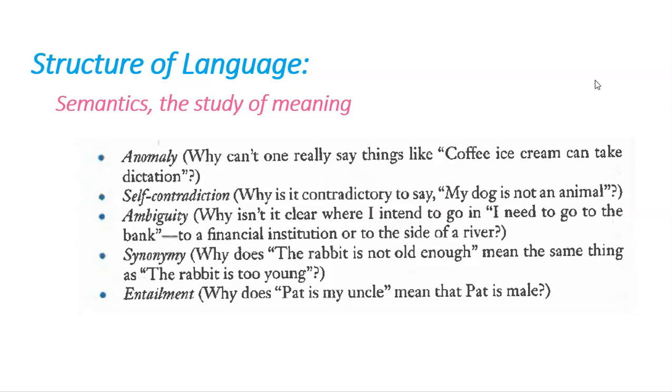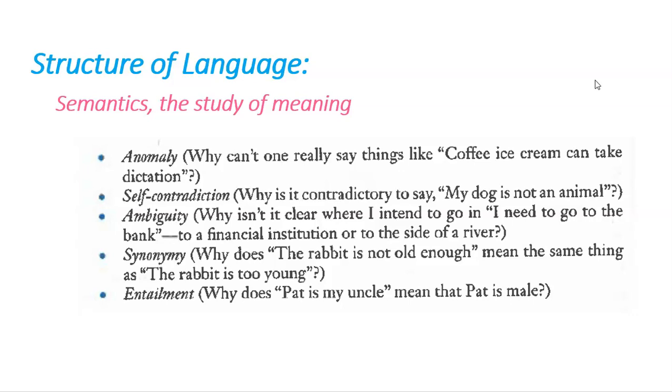Ambiguity. Why isn't it clear where I intend to go in? I need to go to the bank, to a financial institution, or to the side of the river. Strictly speaking, it's more likely to be to a financial institution, but strictly speaking, it could be to a river. That suggests that there is some ambiguity in some words.